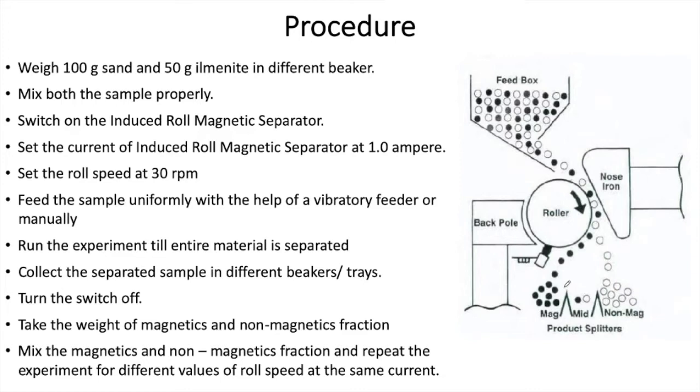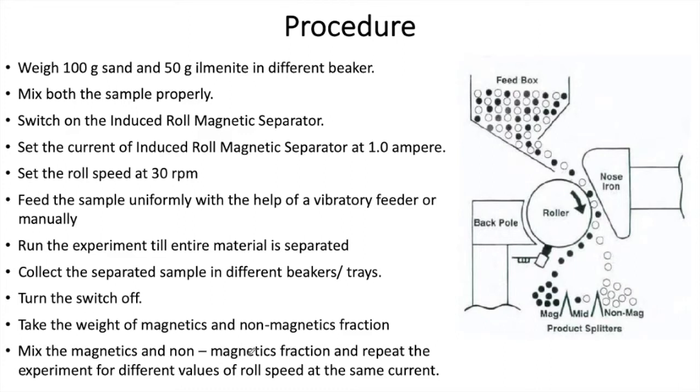Then turn the switch off, so that the magnet is turned off. Then take the weights of the magnetics and non-magnetics fraction. You can take the weights and record them. Then for the next experiment, you can again mix the magnetics and non-magnetics fraction and repeat the experiment.